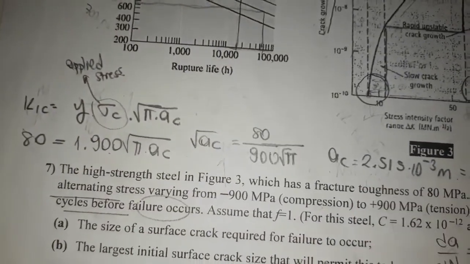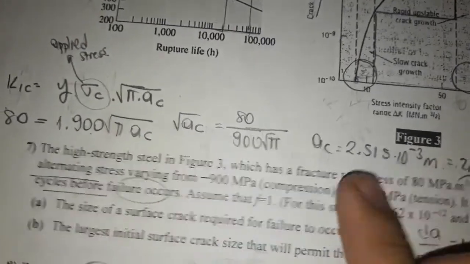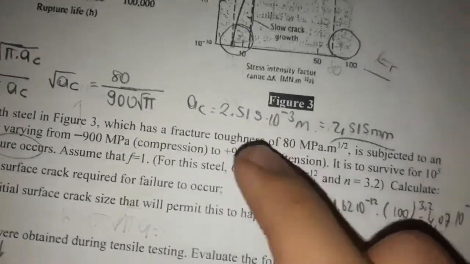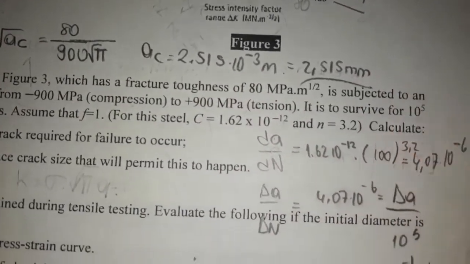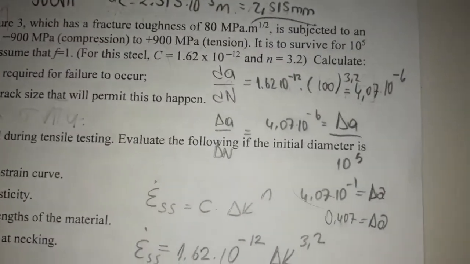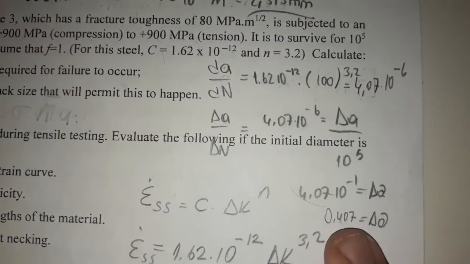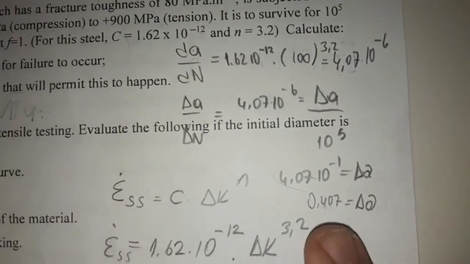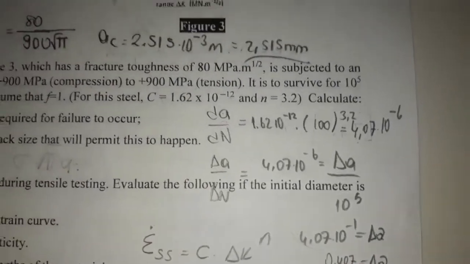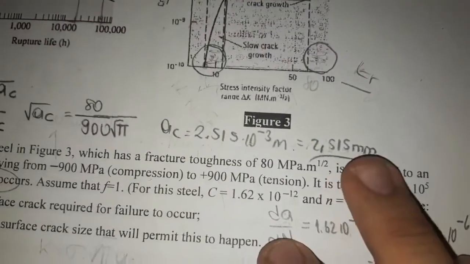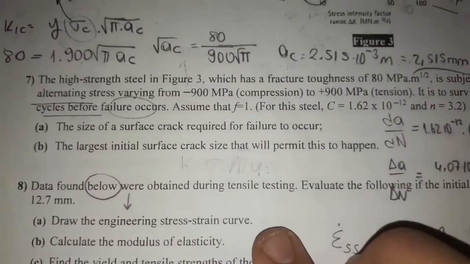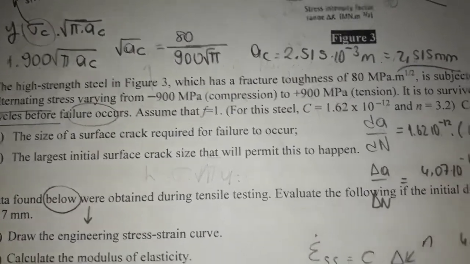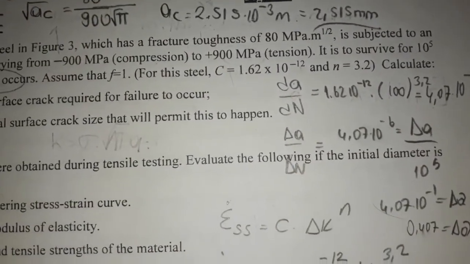Why did I use this part and that part? We know AC, this is the last value, the last crack length, and we know this is the delta A. So the first crack length plus this delta A equals AC. From that part, we find the largest initial surface crack size that will permit this to happen. From that part, we will find the answer. Thank you.